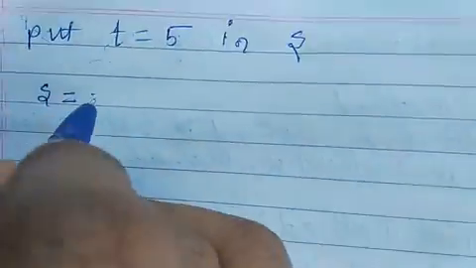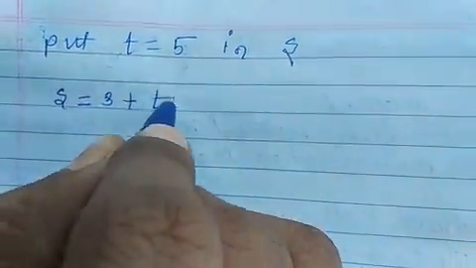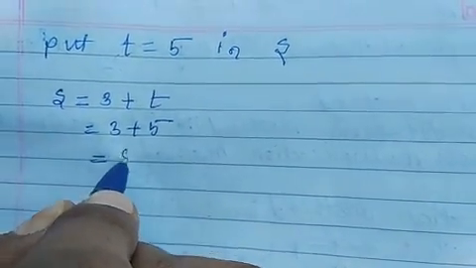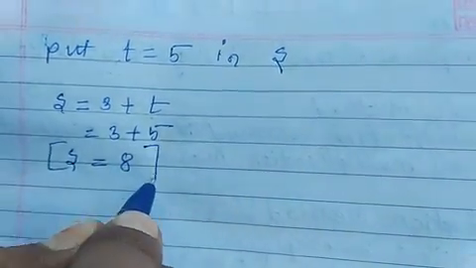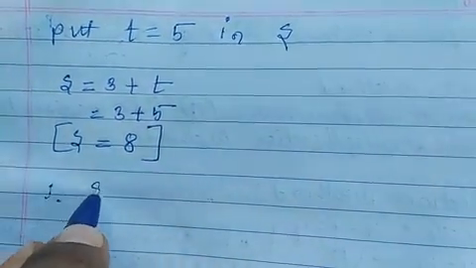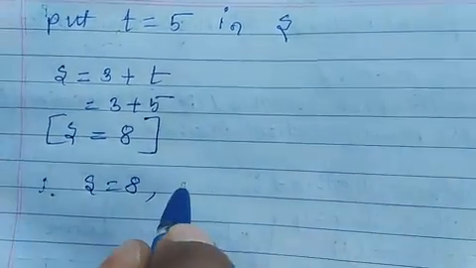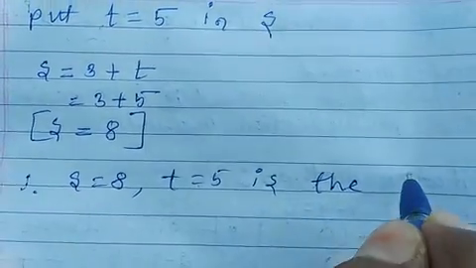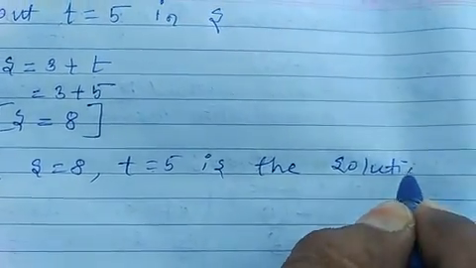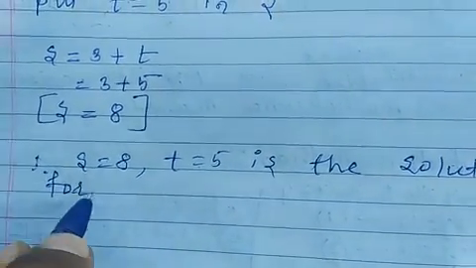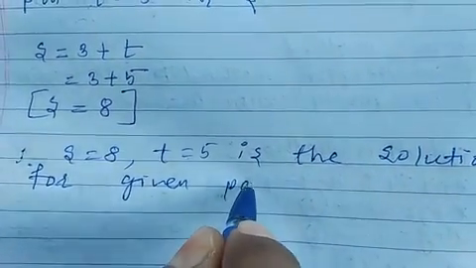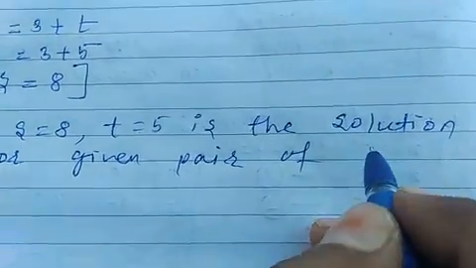So I will write S equal to 3 plus T, and that gives 3 plus 5, and that is equal to 8. So value of S equal to 8, and therefore we can say S equal to 8, T equal to 5 is the solution for the given pair of equations.